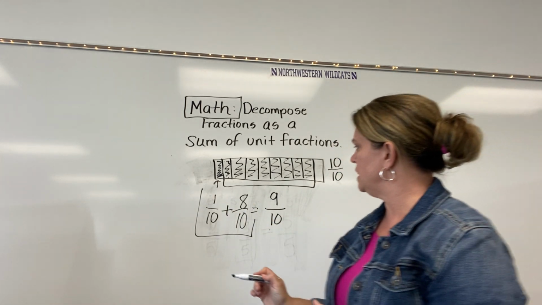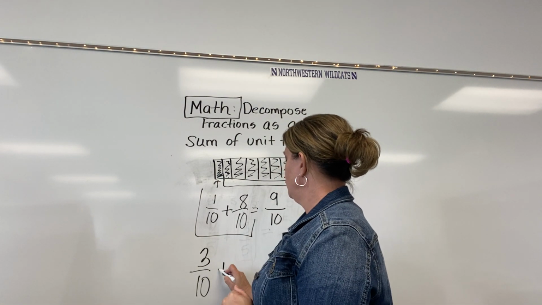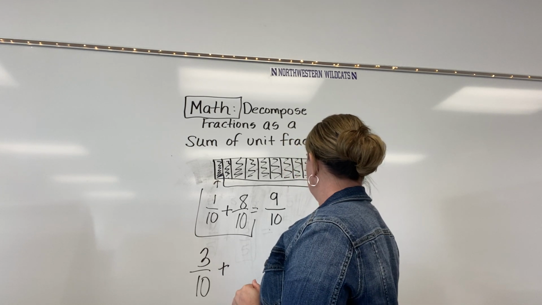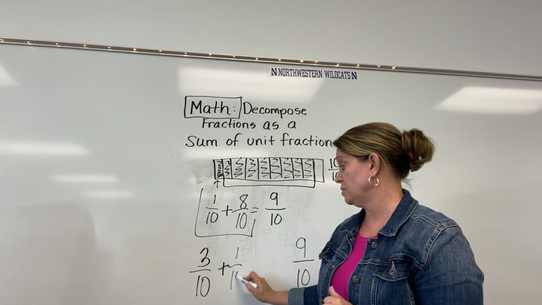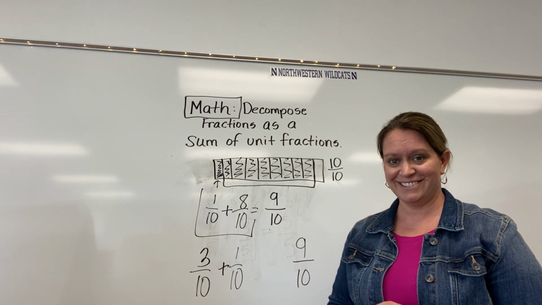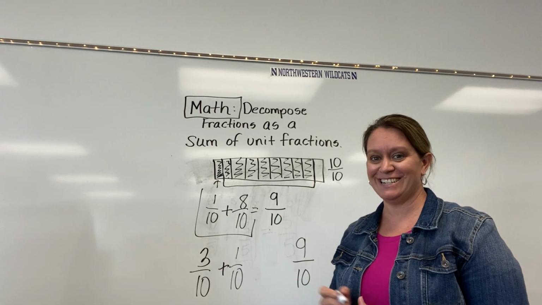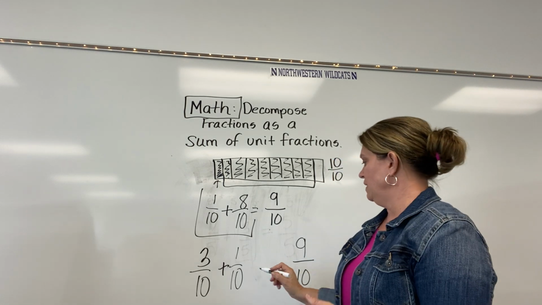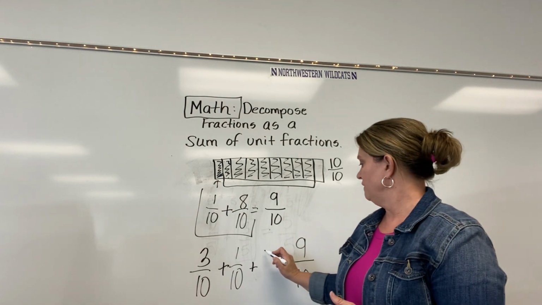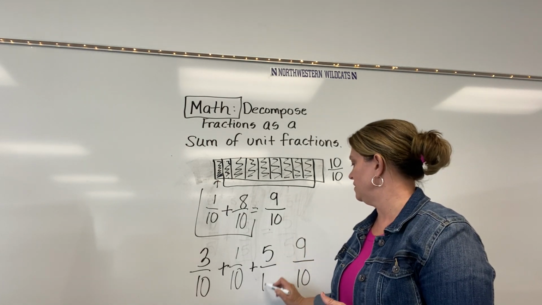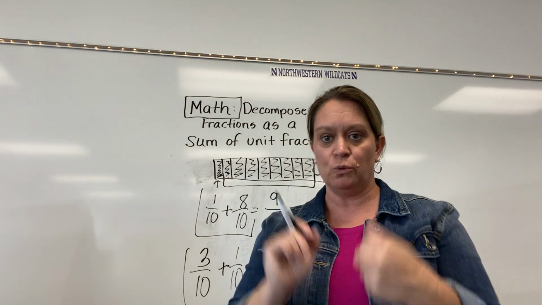Well, what if I put 3/10? How could I decompose it to equal 9/10? What if I did 3/10 and then I did 1/10? Well, 3 plus 1 is 4. And then how many more would I need to add? What plus 4 equals 9? That's right, 5/10. So here I did 3 fractions. So you can break them apart however you want.